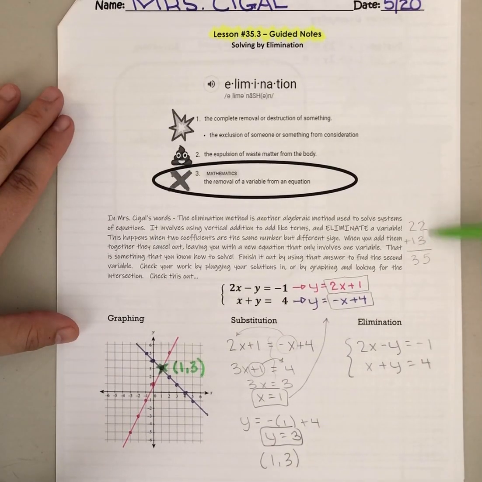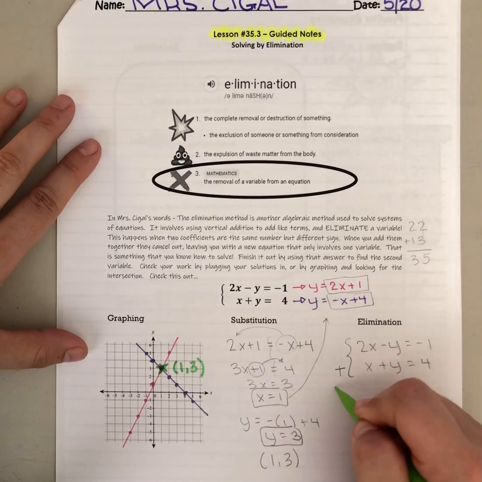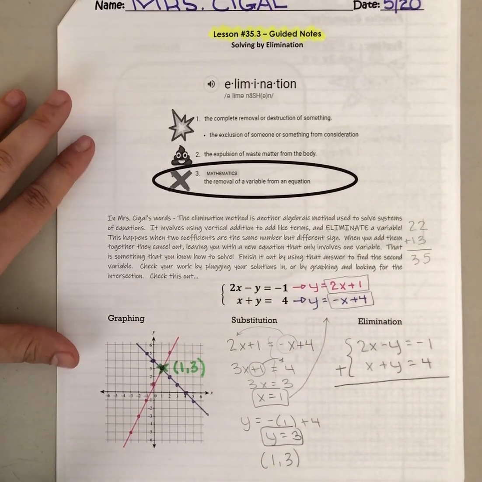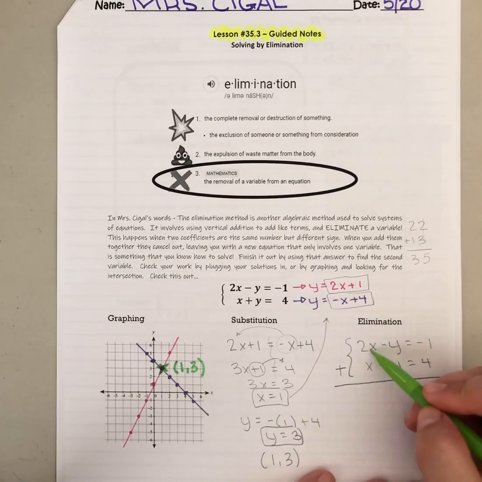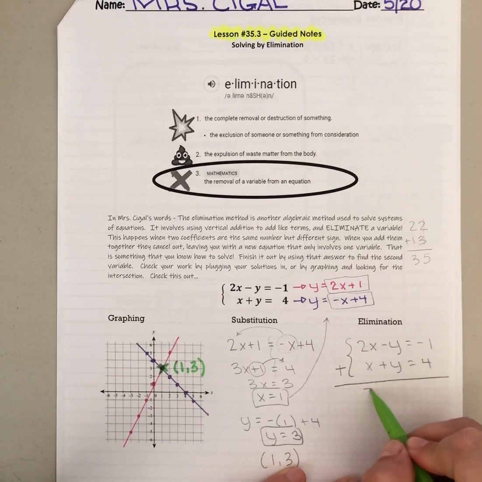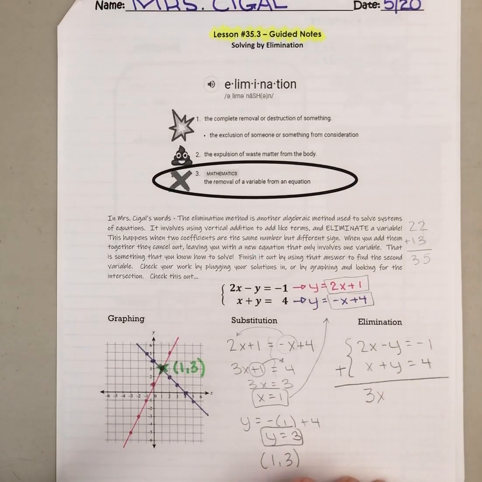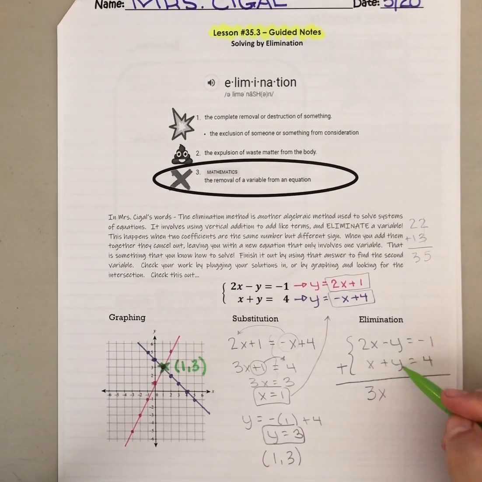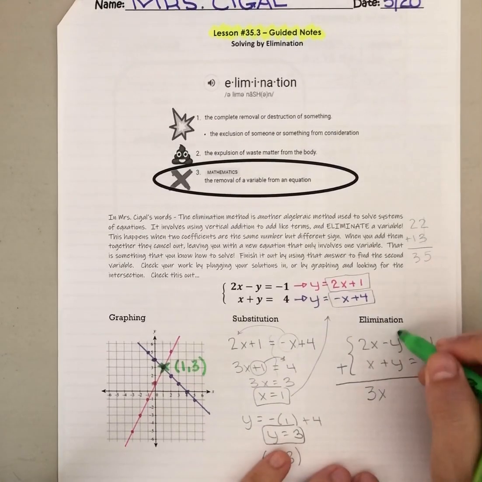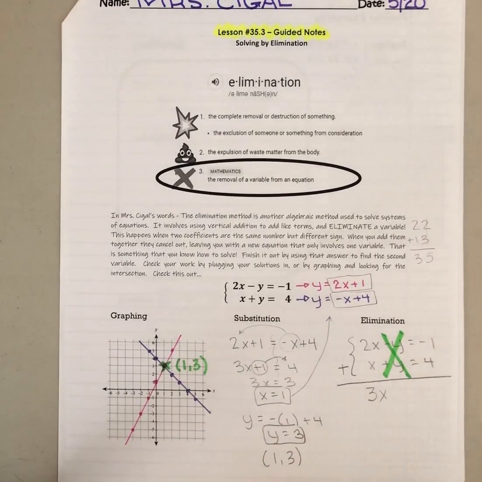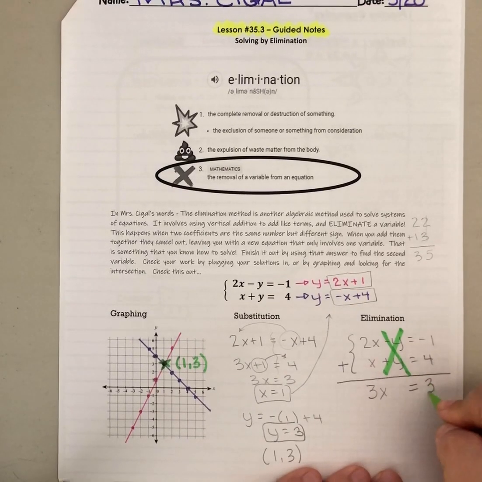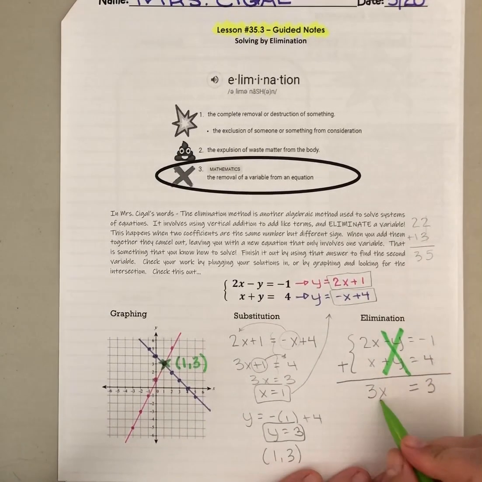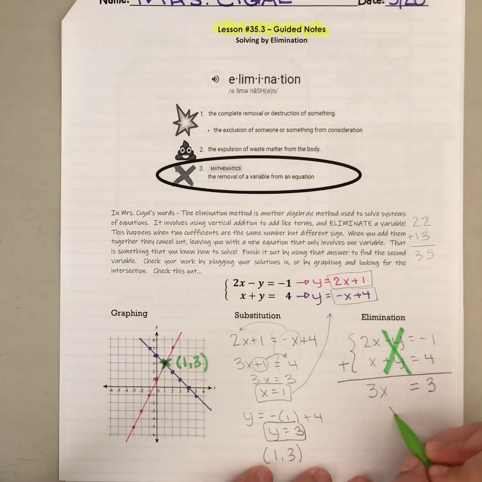Okay, remember this vertical addition, that's what we're gonna do. I'm literally going to vertically add these things together. Watch what happens. 2x plus 1x is 3x. Negative y plus positive y is 0y. They cancel, they eliminate. -1 plus 4 is 3. Look, 3x equals 3. We know how to do that. That means x is 1.